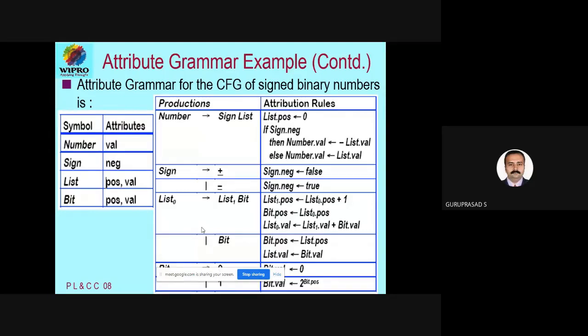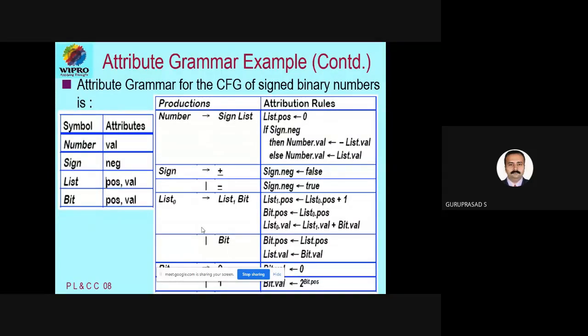But if you see the first semantic rule, list 1 dot position, that means the child's value, that is position, is computed by list 0 dot position plus 1. Means to say parent's position plus 1. Means to say the first semantic rule is going in an inherited way. That is, position is computed in an inherited manner or L-attributed manner. But the child's val attribute is computed from the child towards the parent.